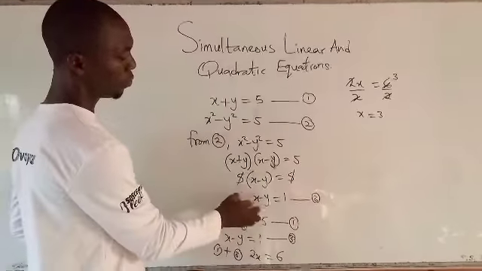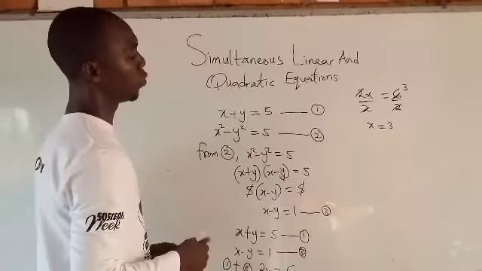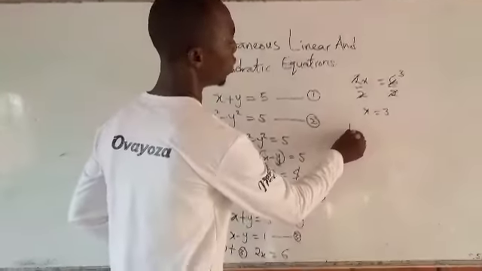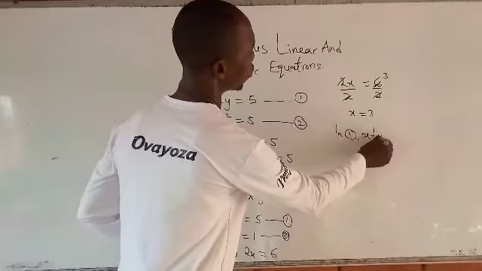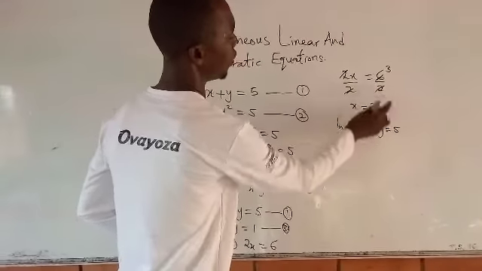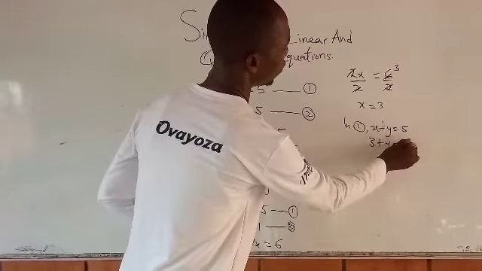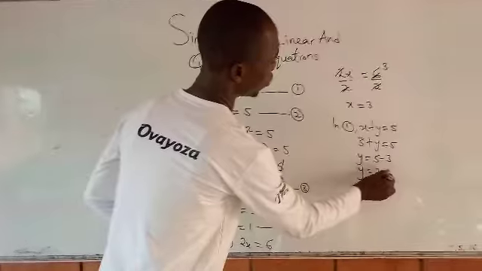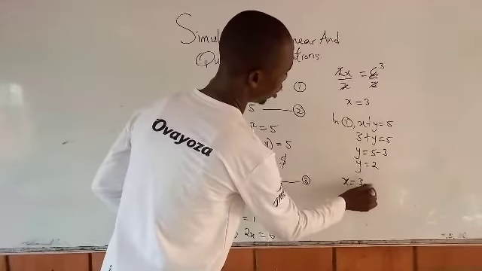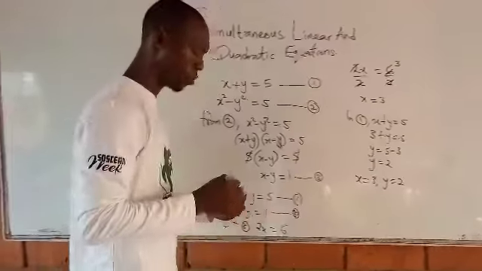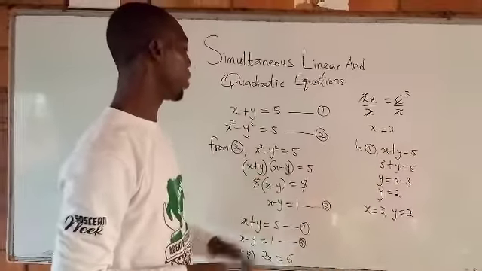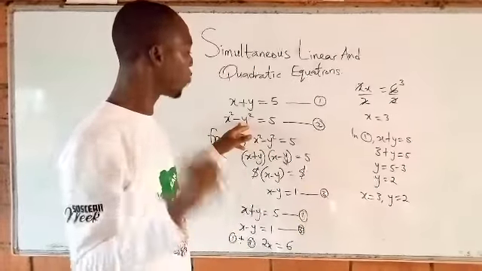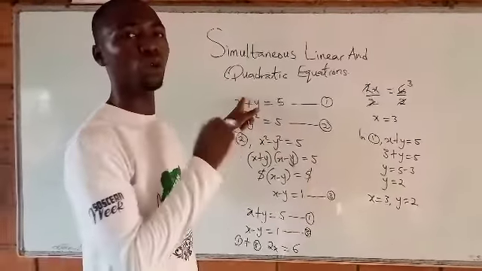Then you go back to equation 3 or equation 1. So we can use either of equation 1 or equation 3 to get the value of y. In equation 1, x plus y is 5. And our x is 3. So that means 3 plus y is 5. y equals 5 minus 3. y equals 2. So x equals 3, y equals 2. So this is when we can factorize the quadratic part of the simultaneous equations, in which one of the factors is similar to what we have in equation 1.